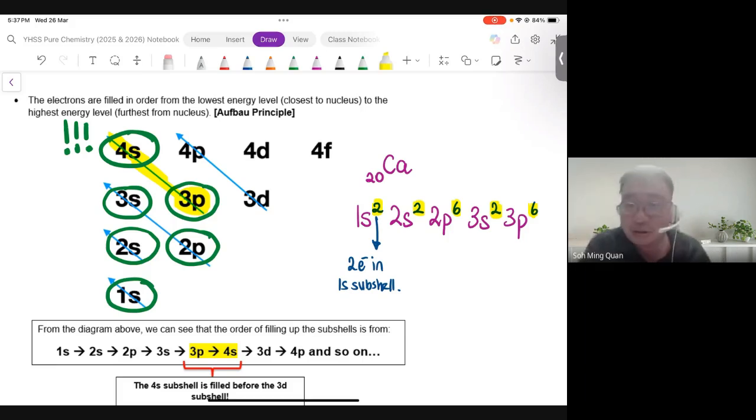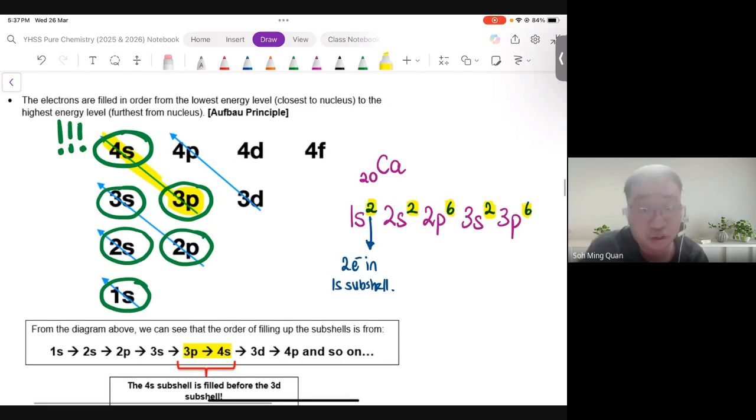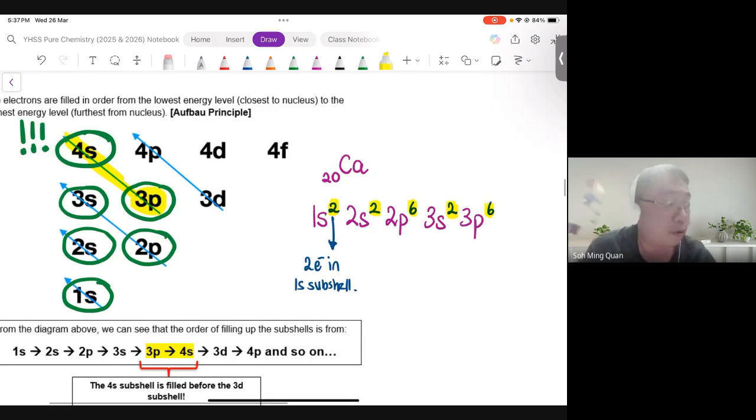But I have 20 electrons. So I should have 2 more going somewhere. Where is that somewhere? So this is very important. You need to realize after 3p is not 3d. We will go to 4s first. And now let's think. 4s can hold how many electrons? Again, it's s. S subshells hold 2. So 4s2. And that makes 20.